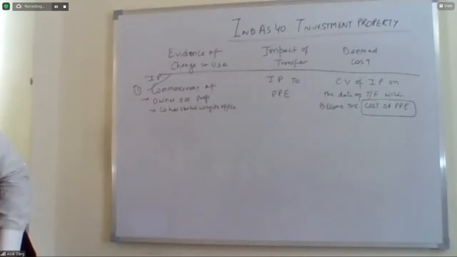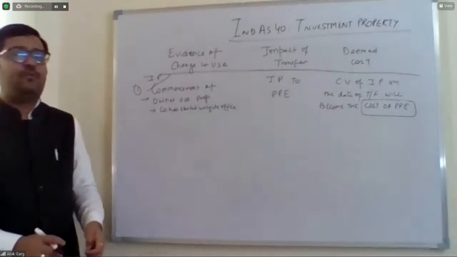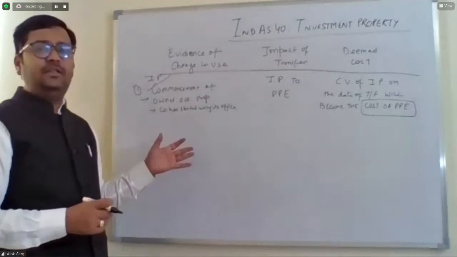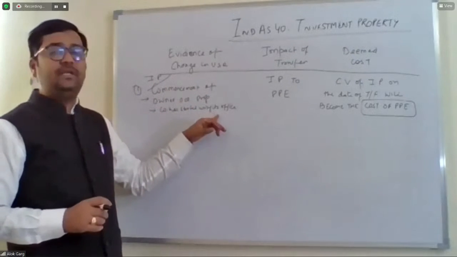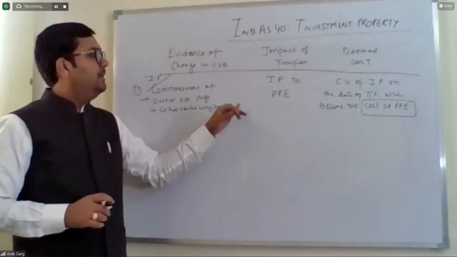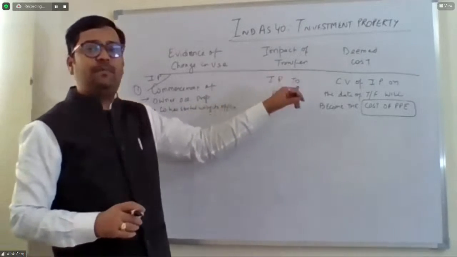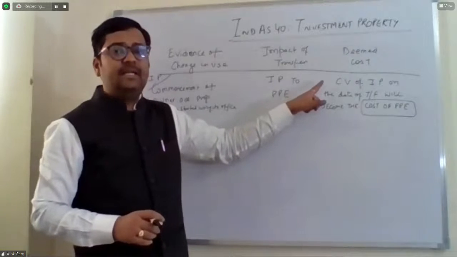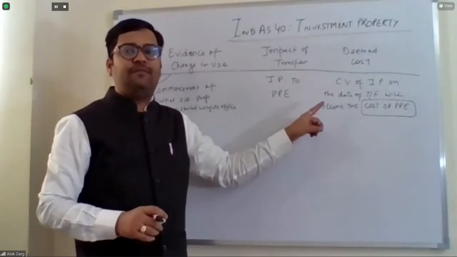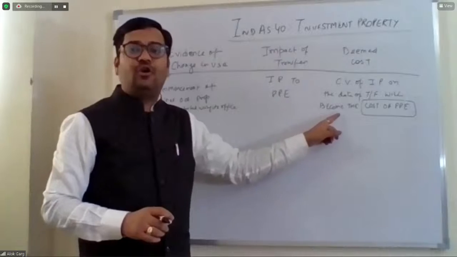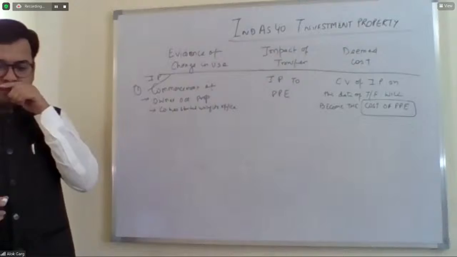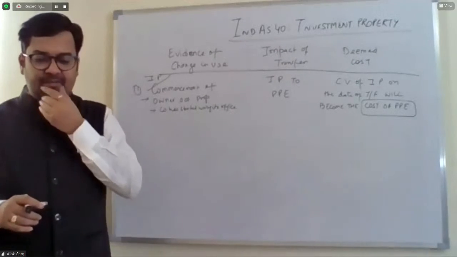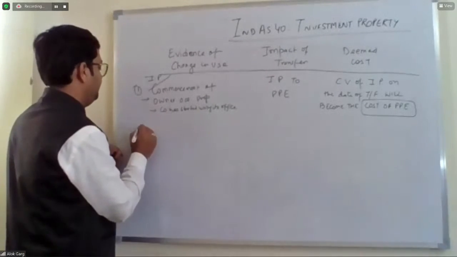Earlier the company was using that building for rental purposes. Now the company has started its head office, corporate office, its production in that particular building. So it is commencement of owner occupied property. The company has started using that building as its office. So this is a transfer from investment property to PPE. In this case, the carrying value of investment property on the date of transfer will become the cost of the PPE, will become the opening cost. Any doubt here? Second point.